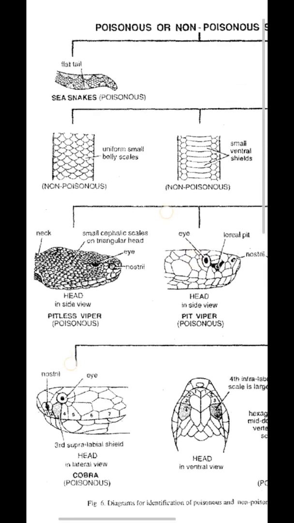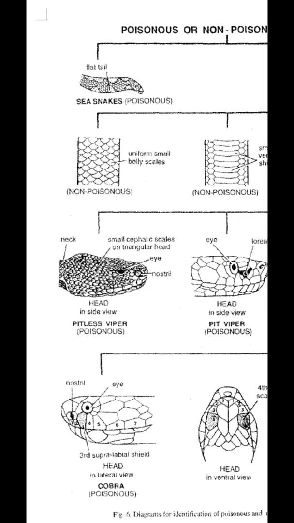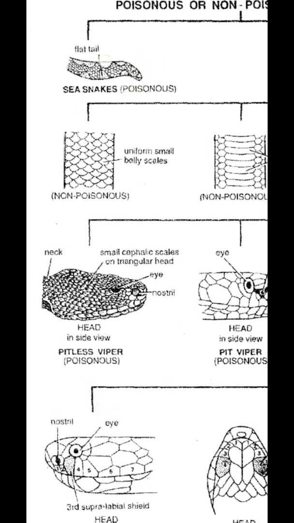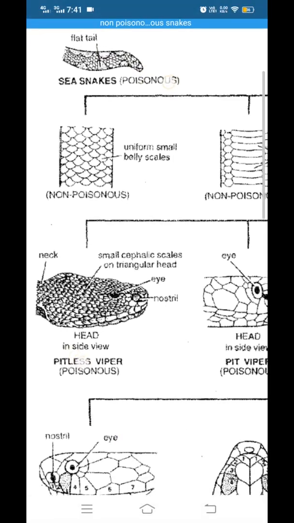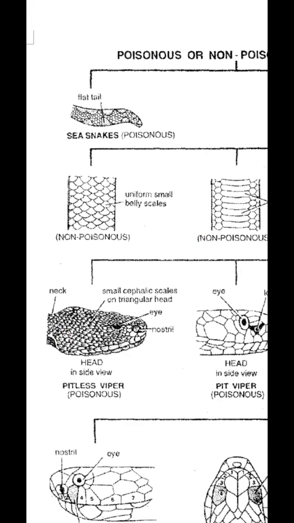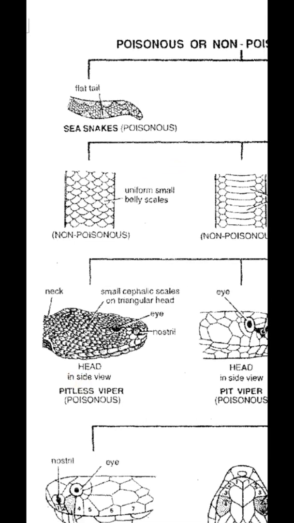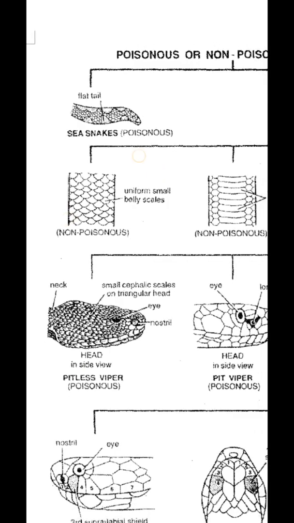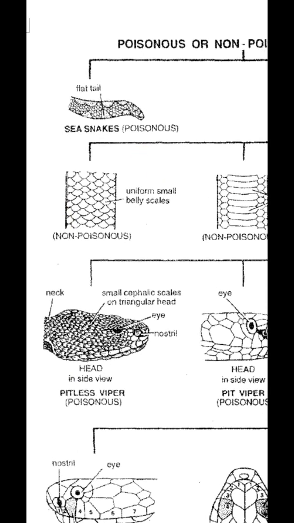For example, here you can see if the tail of the snake is somewhat laterally compressed and oar-like, as you can see here in the diagram, like a paddle, in that case the snake is mostly poisonous, and these kinds of snakes generally belong to the sea. For example, hydrophis. The sea snakes are mostly poisonous and their tail is laterally compressed.